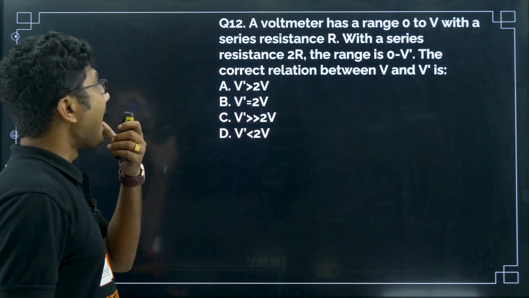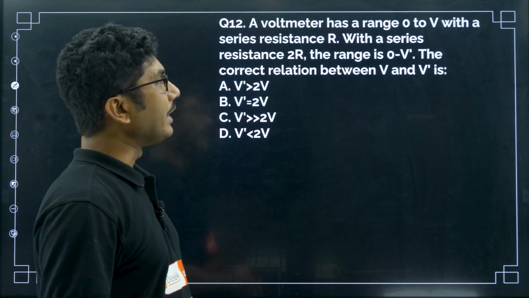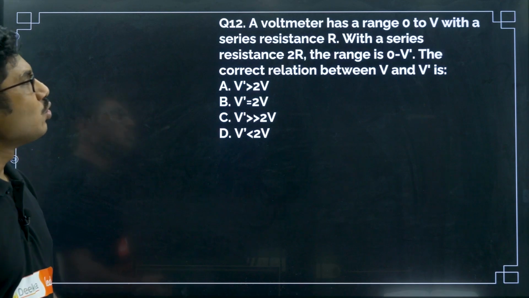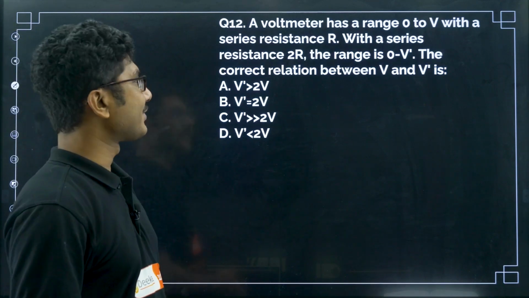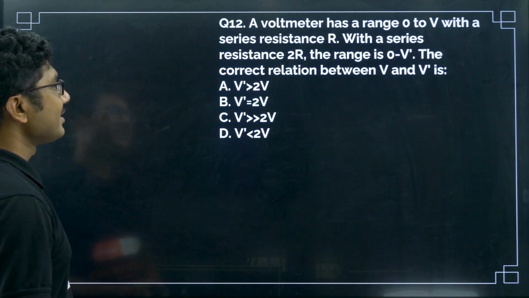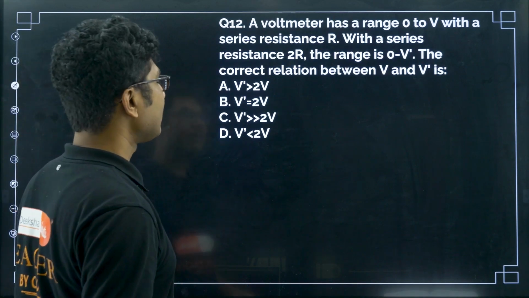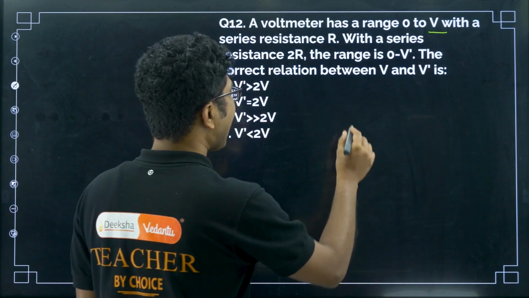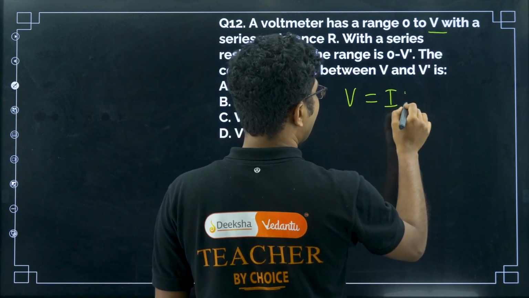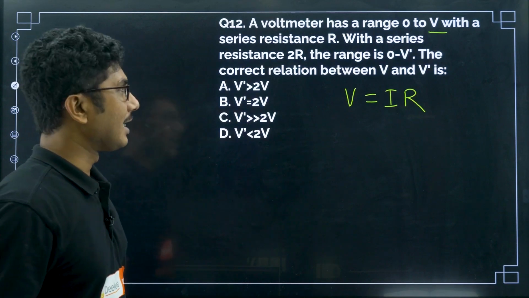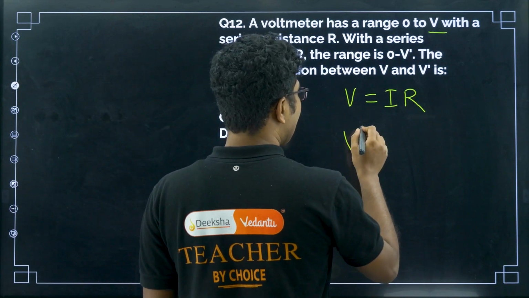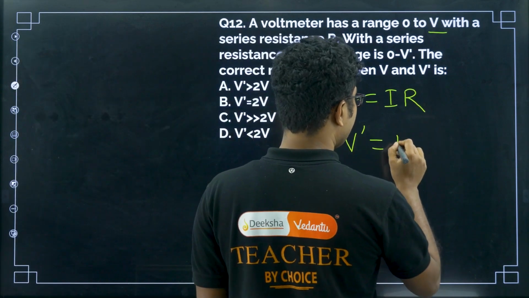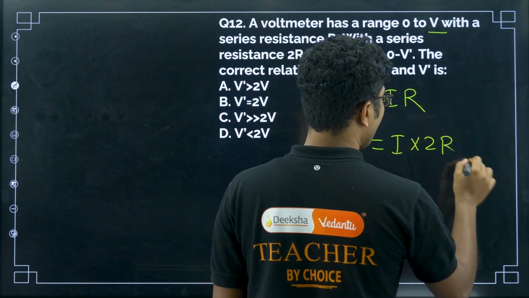Now, a voltmeter has a range 0 to V with a series resistance capital R. With a series resistance of 2R, the range is 0 to V dash. The correct relationship between V and V dash is? So let us understand. The range is V, and V equals IR. Now, in the second case, the current in the galvanometer should remain the same.